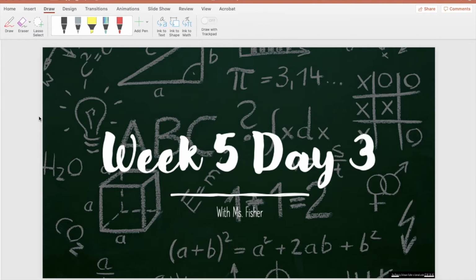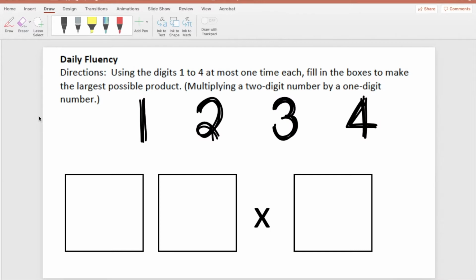Go ahead and grab your packet, or grab a piece of paper if you can't find your packet, and we're going to get to work. Week 5, day 3. Let's take a look at our fluency because it is a little tricky today. So we're going to read the directions and break that down, and then we will figure out what they want us to do. So it says using digits 1 to 4.